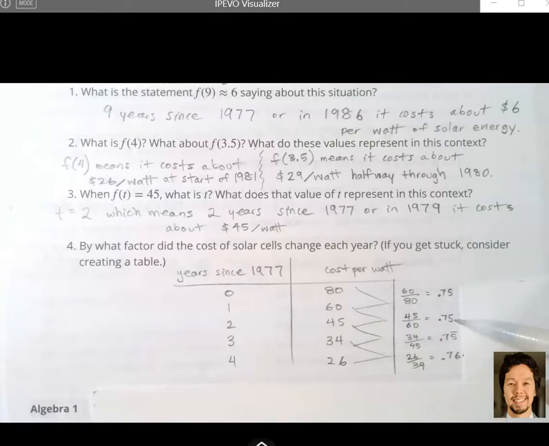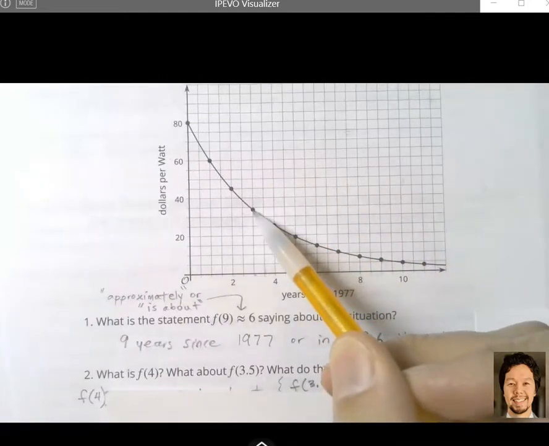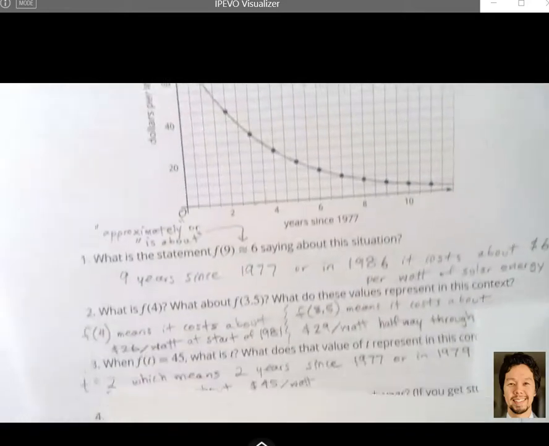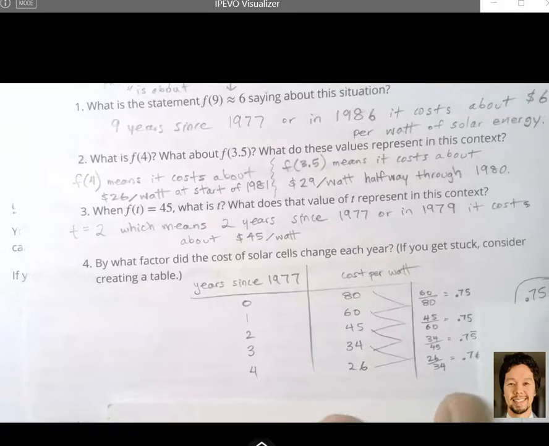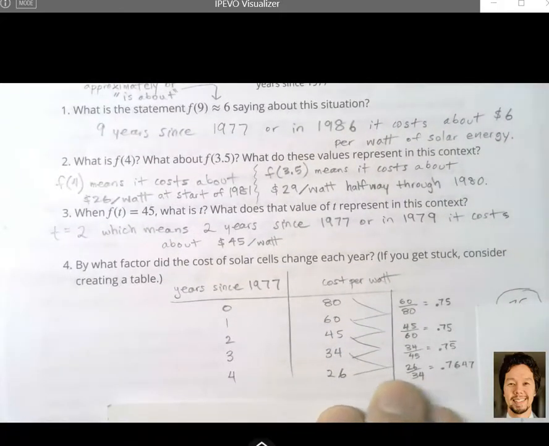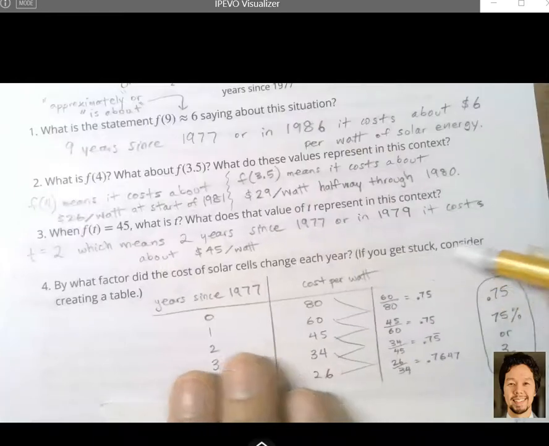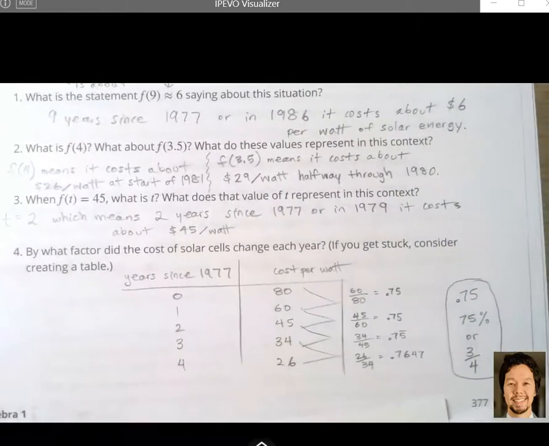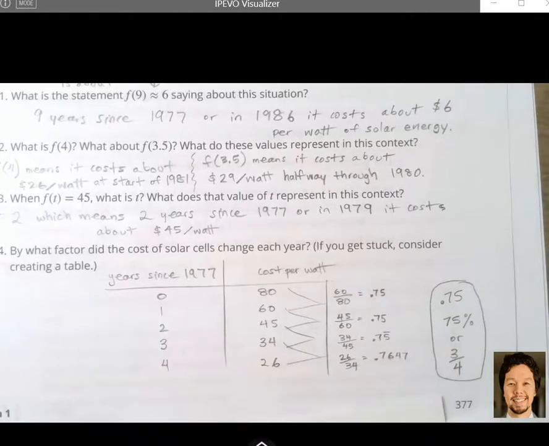45 divided by 60 is exactly 0.75. And 34 divided by 45, I'm starting to get numbers slightly different than 0.75. Here we have 0.75 repeating. And that's because down over here where we have 34 and 26, we're sort of estimating, because it's not exactly on the horizontal and vertical guidelines, it's a little below, so I'm estimating. And that's why we're slightly off. So as you can see, 26 divided by 34 is 0.7647. So it's safe to say that the factor is 0.75. You may also say 75%, and you may also say 3/4, right? So this is clearly less than 1, and that's why it is exponential decay.